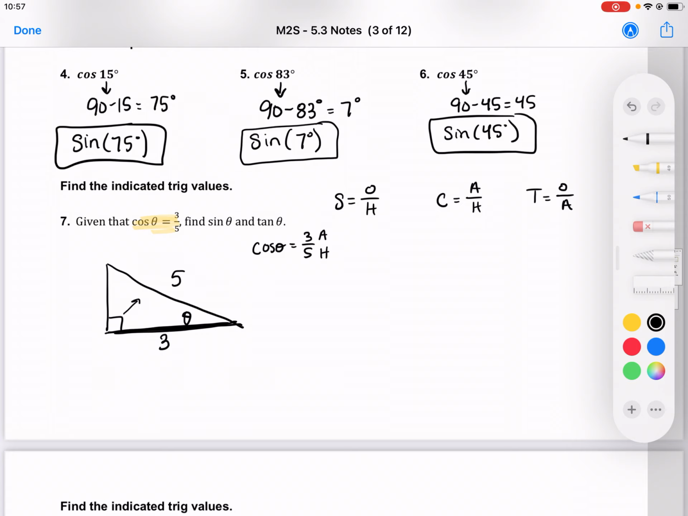Now to find the rest of them, we're going to use Pythagorean theorem to find this side over here. So I'm going to mark that as x. Remember, when we did Pythagorean theorem, I always start with the hypotenuse, so that's 5 squared. And then I set it equal to the other 2 squared and added together. So 5 squared, I'll type that in. I get 25. And then we have x squared. And then 3 squared is 9.